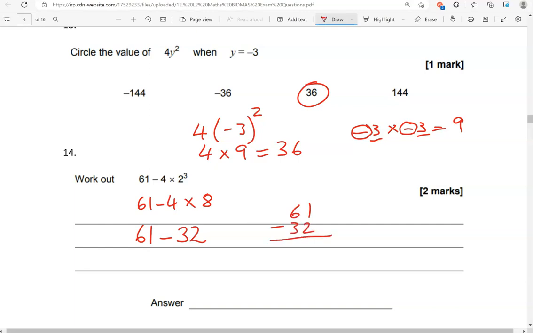We've got to take away 2 from the 1, which means we've got to borrow 1 from the 6. So 6 becomes 5, this becomes 11. 11 take away 2 gives us 9. 5 take away 3 gives us 2. So 29 is the answer here.